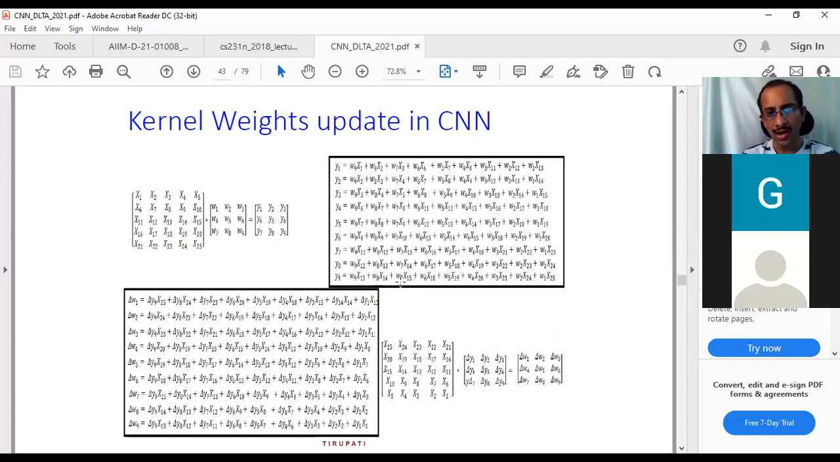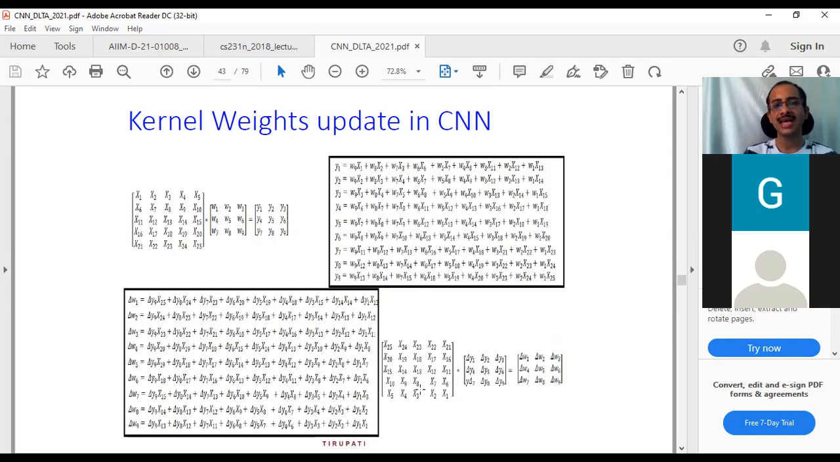Delta Y1 into X1. You consider it this way here. Delta W9 is from here. So you need to put it exactly at this location for getting delta W9. So it is now delta Y9 into X13, plus delta Y8 into X12, and so on. You need to flip this one and put it at this location to write delta W9, right?